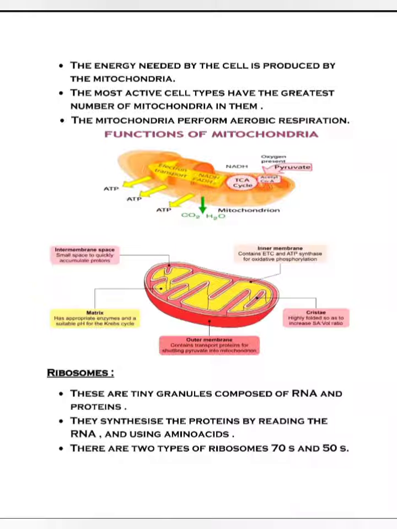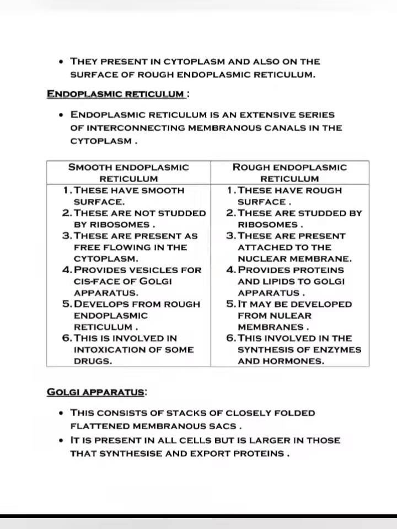There are two types of ribosomes, 70S and 50S. They are present in the cytoplasm and also on the surface of rough endoplasmic reticulum. Now coming to the endoplasmic reticulum, it is an extensive series of interconnecting membranous canals in the cytoplasm. Now let's see the differences between both types of endoplasmic reticulum, that is smooth endoplasmic reticulum and rough endoplasmic reticulum.